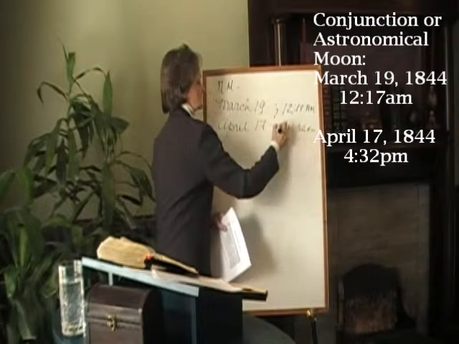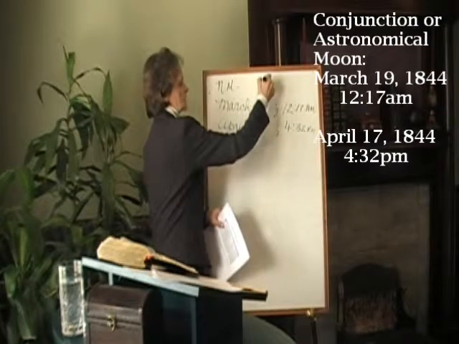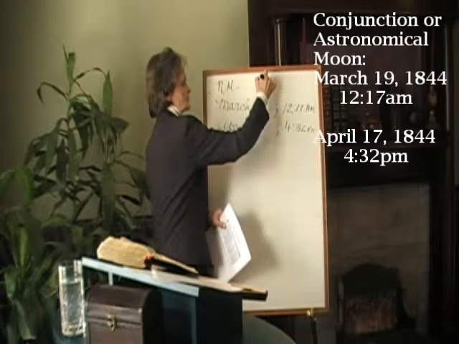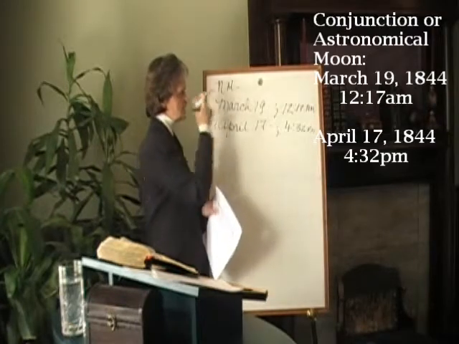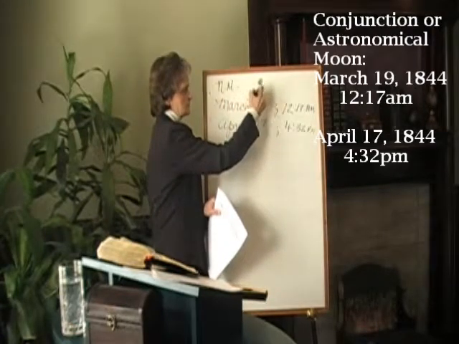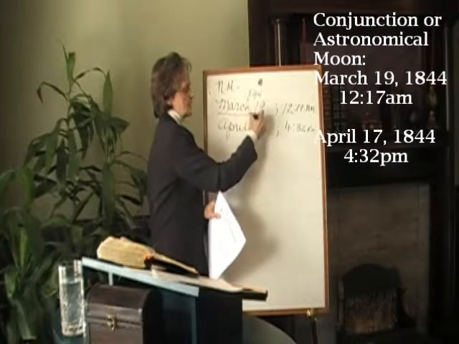All right, let's do a little test. This, don't forget, is always the conjunction. It's not the first crescent. All right? So the conjunction in 1844 in March was March 19.